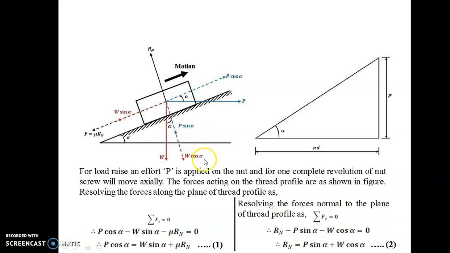W cos alpha, which is acting at an angle alpha, and here it is W sin alpha. Same way, if we resolve P along the direction of a reaction and a motion, then it will be P sin alpha and P cos alpha.